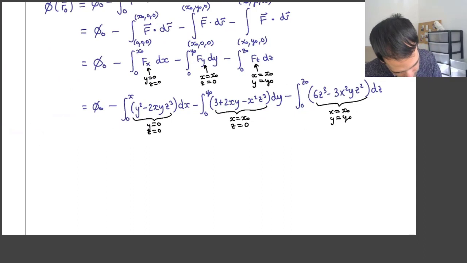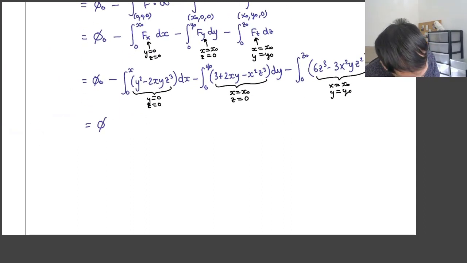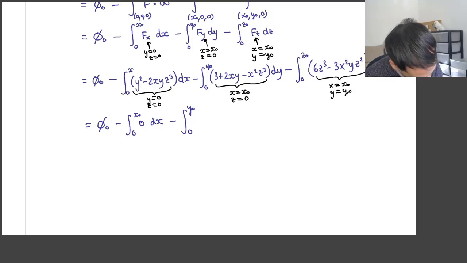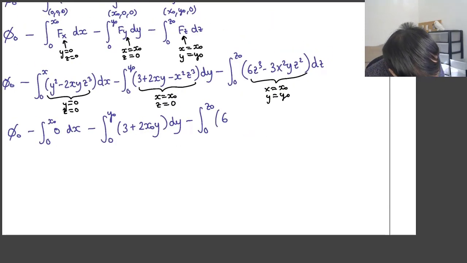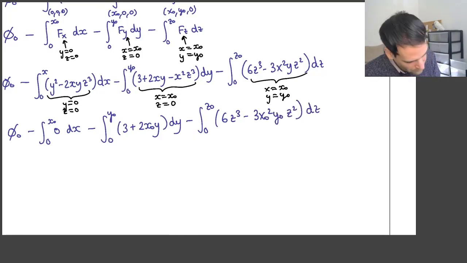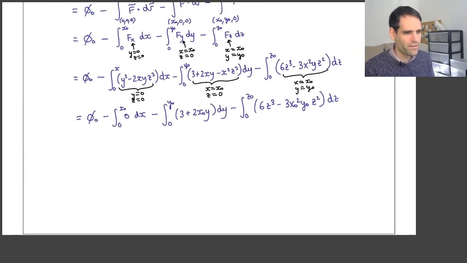So that our result is phi 0 minus the integral from 0 to x of 0 dx, minus the integral from 0 to y0 of 3 plus 2x0 y minus 0 dy, minus the integral from 0 to z0 of 6z cubed minus 3x0 squared y0 z squared dz. And now I can do these integrals very simply.